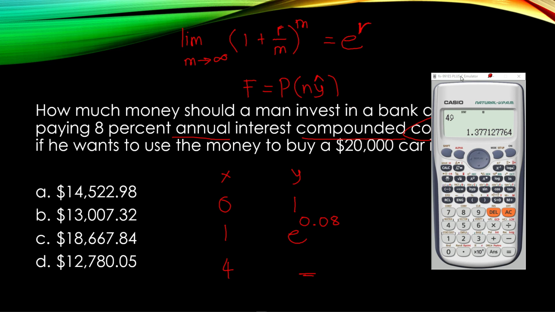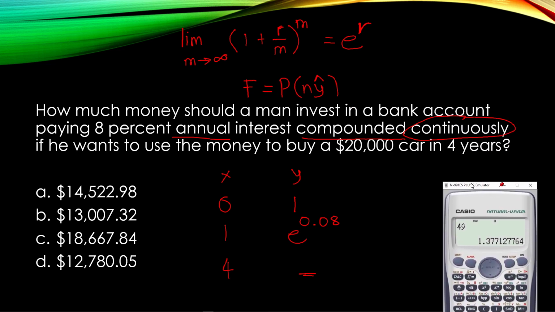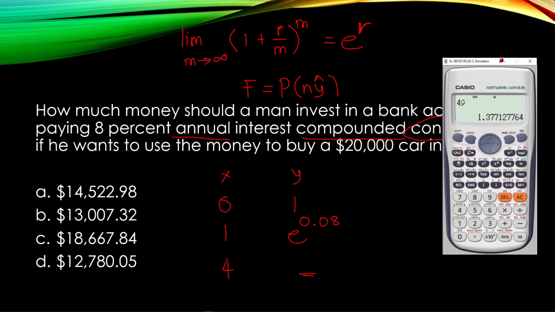Yung hinahanap is, ano ba? How much money should a man invest? So, yung hinahanap is yung P. Okay, meron na tayong n y hat. Ito na yung n y hat. Yung hinahanap natin is yung P, given that our F is 20,000. Ito yung F natin. So, probably yung gagamitin lang natin to get the P is 20,000 divided by the n y hat. So, we have 20,000 divided by the answer. We have 14,522.90. Ito yung sagot natin.